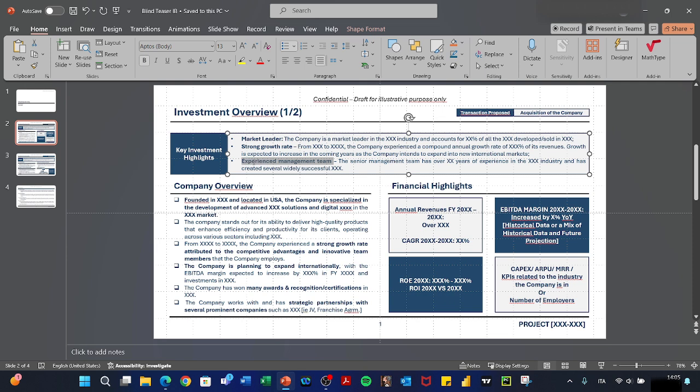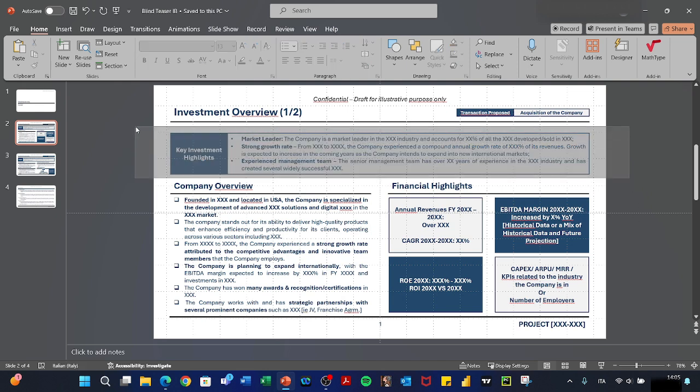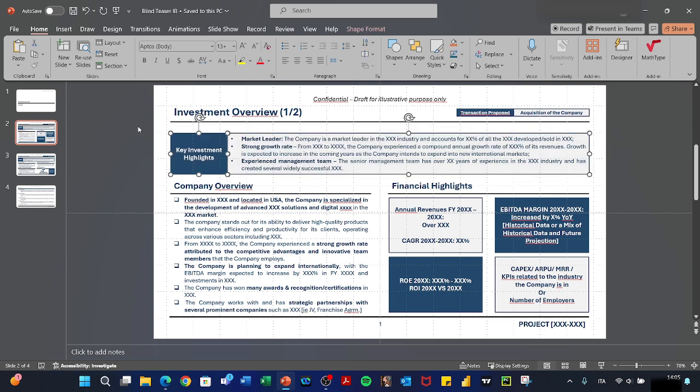Another reason you should buy the company is because it is led by an experienced management team. So this is obviously, in my opinion, one of the key sections of a blind teaser.